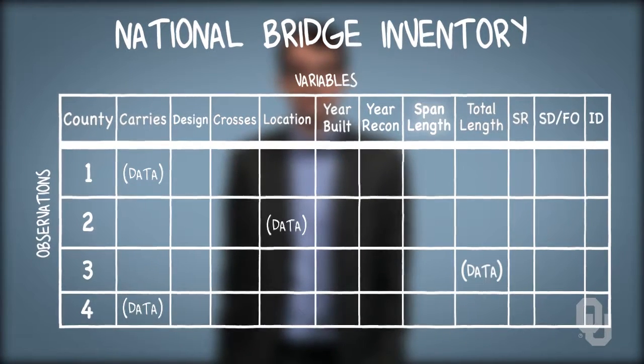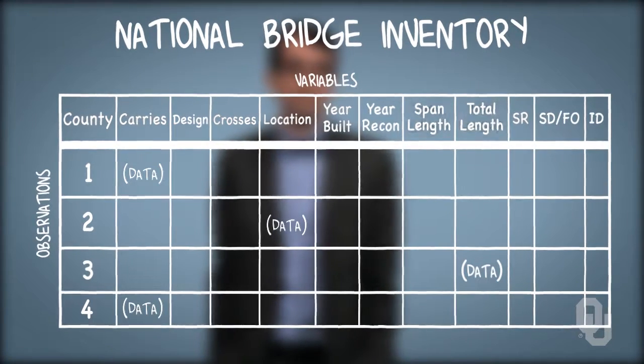The span length is the distance between bridge supports, and the sum of the span lengths is the total length, both of which are quantitative and continuous variables. The sufficiency rating is a mathematical construct on a 0 to 100% scale that accounts for several factors describing the soundness of the bridge to stay in service. This scale would also represent a continuous quantitative variable.